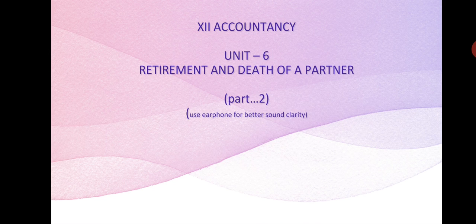In this section we are going to work out problems in unit 6, retirement and death of a partner. Let us recap from the previous session a journal entry for distributing the accumulated profit, reserves and losses.